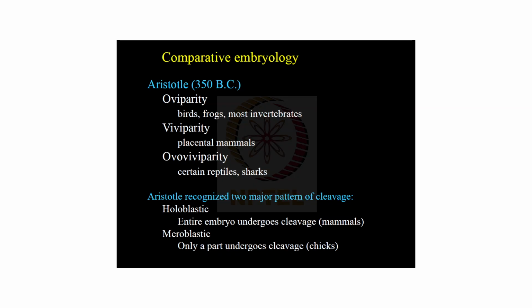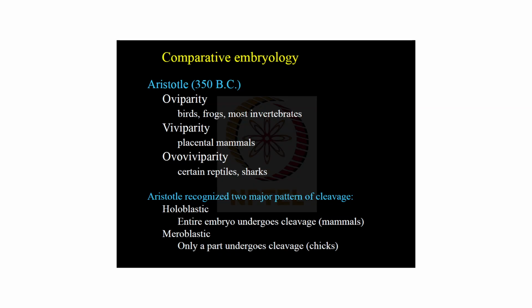In comparative biology, the terms that you will hear more often are oviparity, viviparity, and ovoviviparity. These three branches depend upon whether the organism is laying eggs, giving birth to a whole organism, or laying eggs but also, along with laying eggs, taking care of its younger ones. That comes under ovoviviparity.